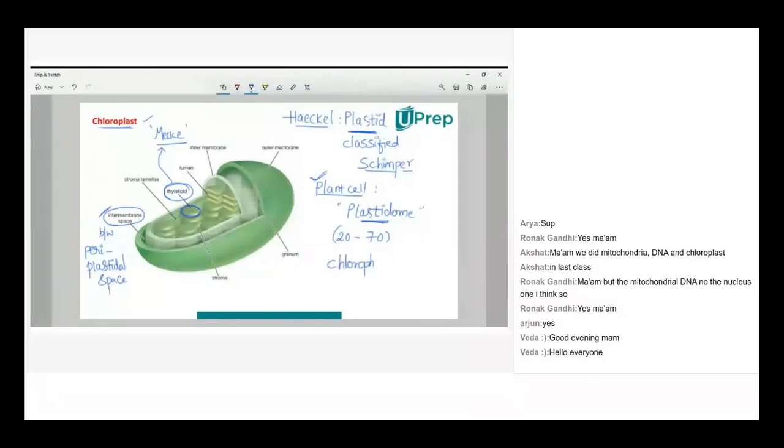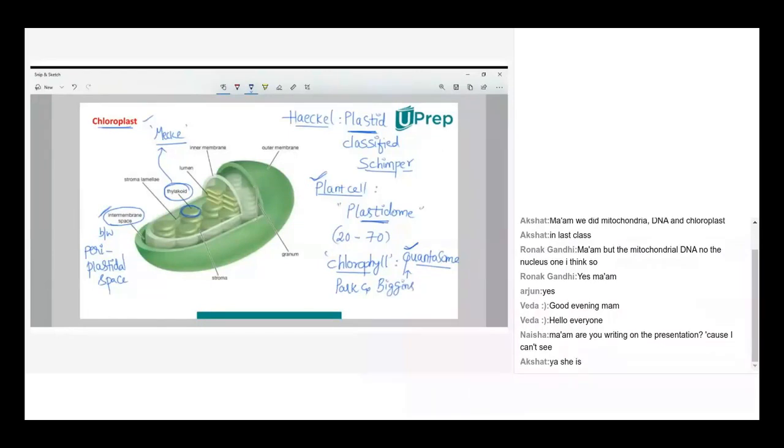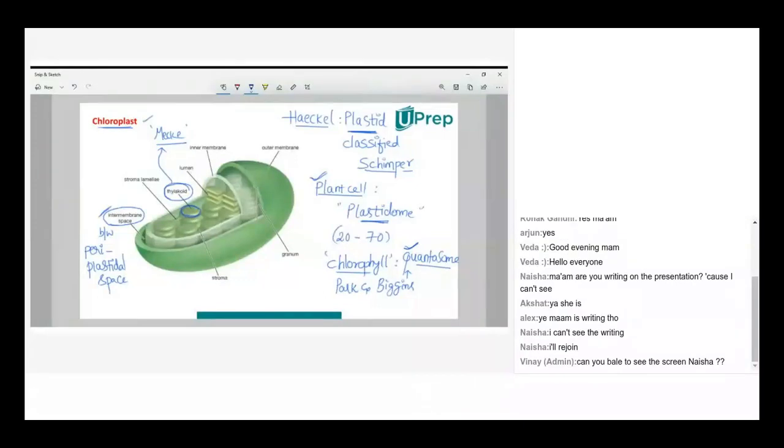Then you'll have chlorophyll, the green pigment which is involved in photosynthesis. You'll observe chlorophyll in structures called quantasome. This is another new word. Now, quantasome is nothing but the structural and functional unit which carries out photosynthesis. Okay, the word quantasome was given by scientists Park and Biggins. This is all data, just like historical data.